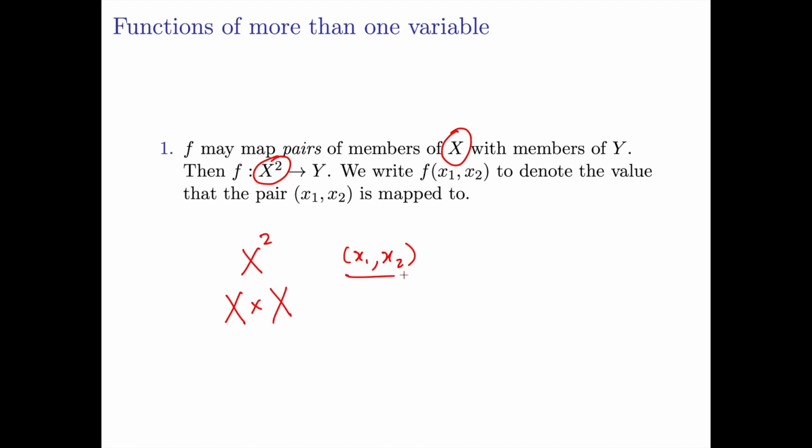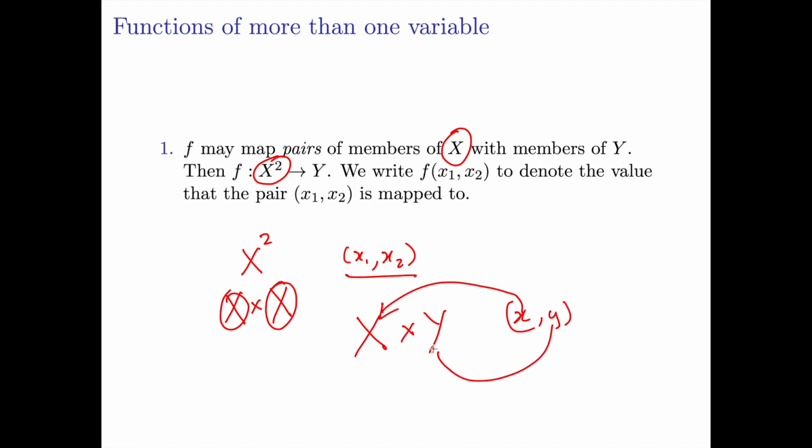So these are all the pairs x1, x2, such that x1 is an element of X, and x2 is also an element of X. In general, you could take some set X and some set Y, and write the cross product to mean all pairs x and y, where x is an element of capital X, and little y is an element of capital Y. Since we're using the times notation, it's convenient to write this as capital X squared.